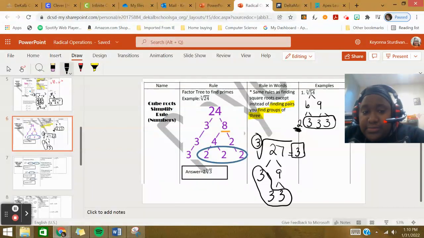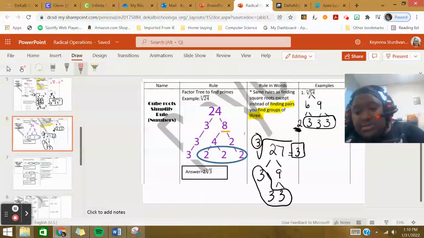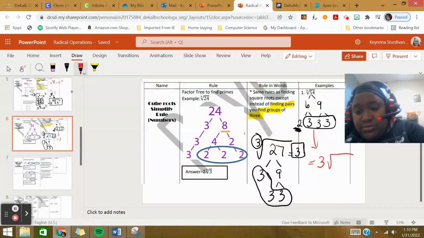So for this one, and I'm going to change the color because I'm kind of writing this close, your answer is actually going to be 3 cube roots. Don't forget your little subscript 3, cube root of 2 for this one.